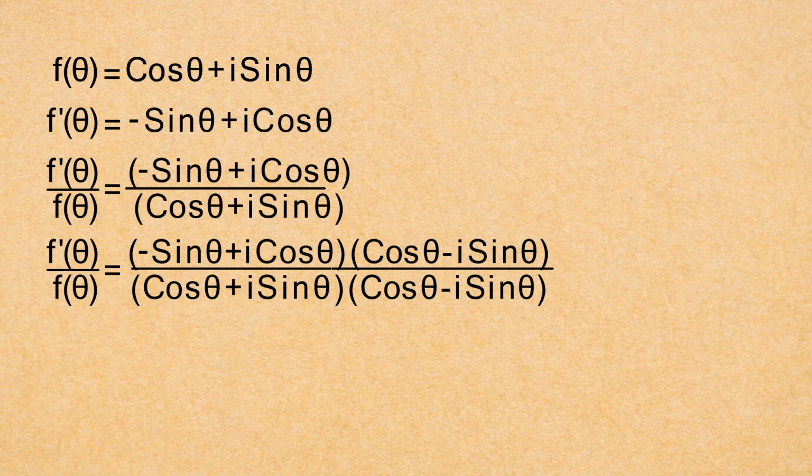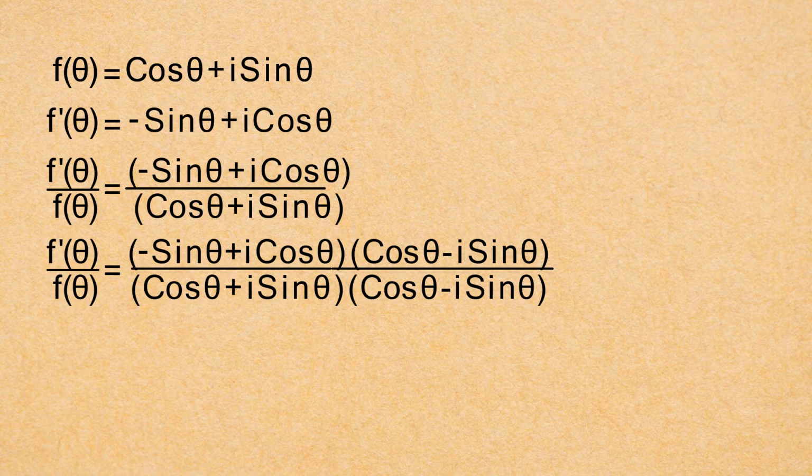So we need to do what's called rationalization. We're going to rationalize it, which we do by multiplying top and bottom by the complex conjugate of the denominator. So that happens to be cos theta minus i sine theta, and you'll see why this works in just a minute. So let's multiply top and bottom by cos theta minus i sine theta.